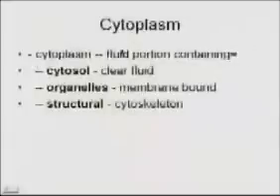What about the cytoplasm now? It is the fluid portion that contains the cytosol, the clear fluid. That's the other name for the intracellular fluid itself. The cytoplasm includes the cytosol with structures suspended within it, the organelles, especially the membrane-bound ones, and there are other structural organelles like the cytoskeleton.